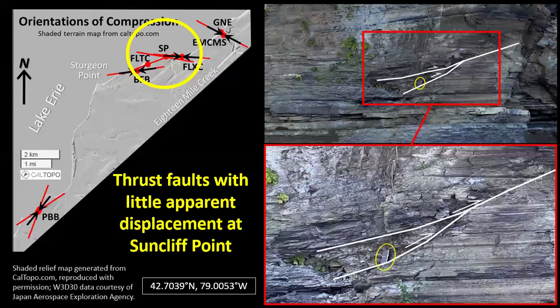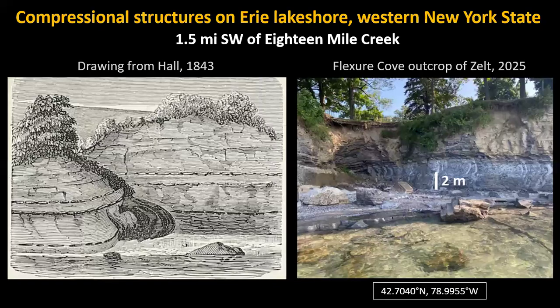Here's another one without many features characteristic of a pop-up. There's little apparent displacement and the fault dies out downward and laterally to the left. It looks like it's part of the same system because you can see that compression indicated by the red line on the map here at Suncliff Point is in the same orientation as nearby faulted folds that have more features characteristic of shallow formed pop-ups. This is a place we call Fletcher Cove after a description of folds here by Grabau in 1898.